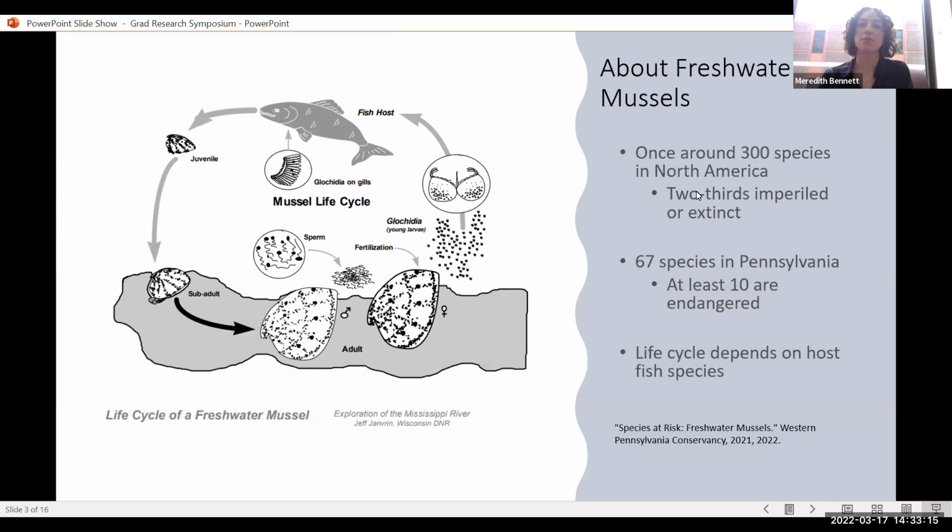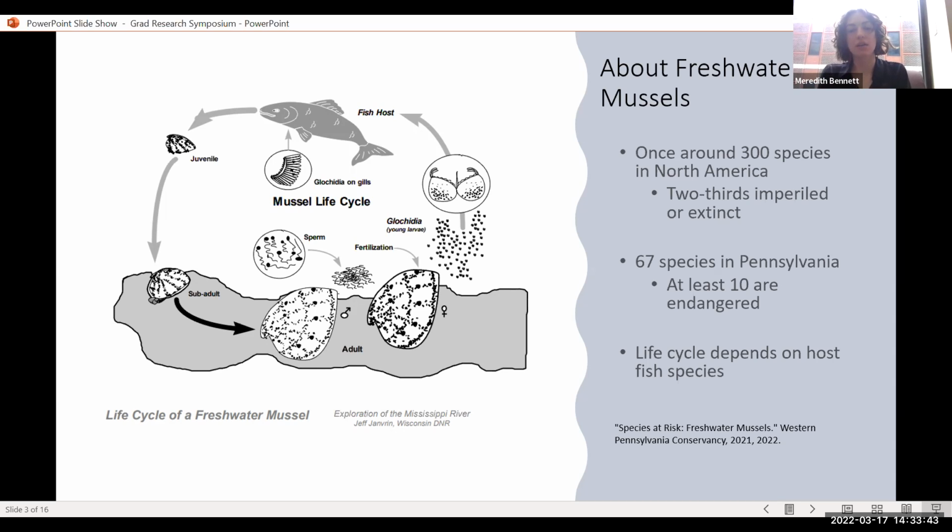But just a little bit about freshwater mussels. There were once around 300 species of them in North America, 2/3 of which have gone extinct or are in peril now. There are 67 known species in Pennsylvania alone. At least 10 of these are endangered. So there are a lot of species of mussels in North America specifically. They're a highly threatened group of organisms.